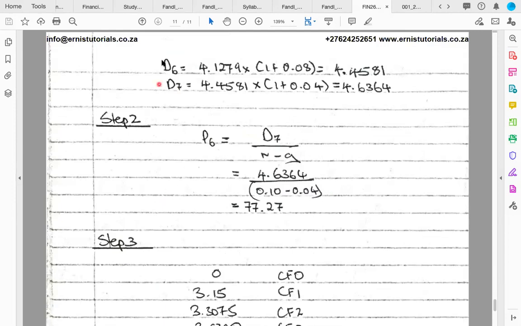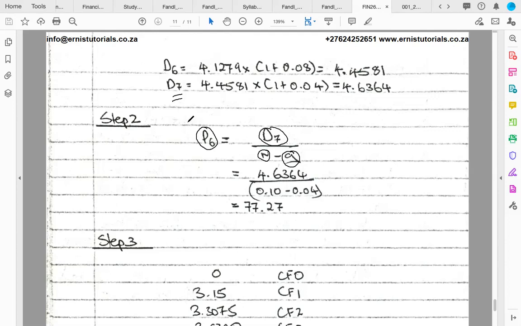So remember, the last dividend is D7, right? So what we do, we determine the dividend, the last dividend is D7. We determine the price of the share at time 6, in the year before the last dividend. So the price at time 6 is just going to be the dividend at time 7, which is the next dividend, over the required return minus the growth rate.